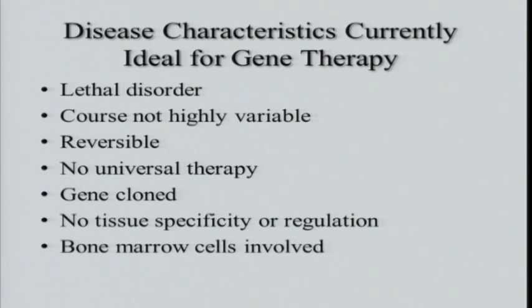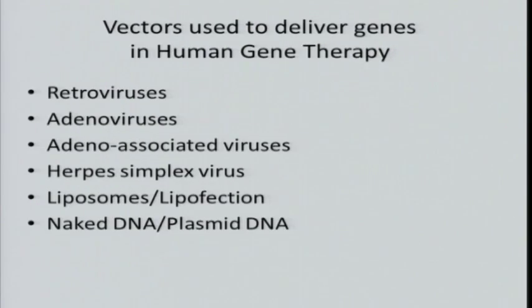So which conditions would I like for gene therapy? It needs to be really a lethal disorder where the course is not very variable, which can be reversible. We don't have an approved or a good therapy. The gene has been, of course, cloned, otherwise how are you going to do gene therapy? No tissue specificity or regulation, and bone marrow cells, if they're involved, is an advantage.